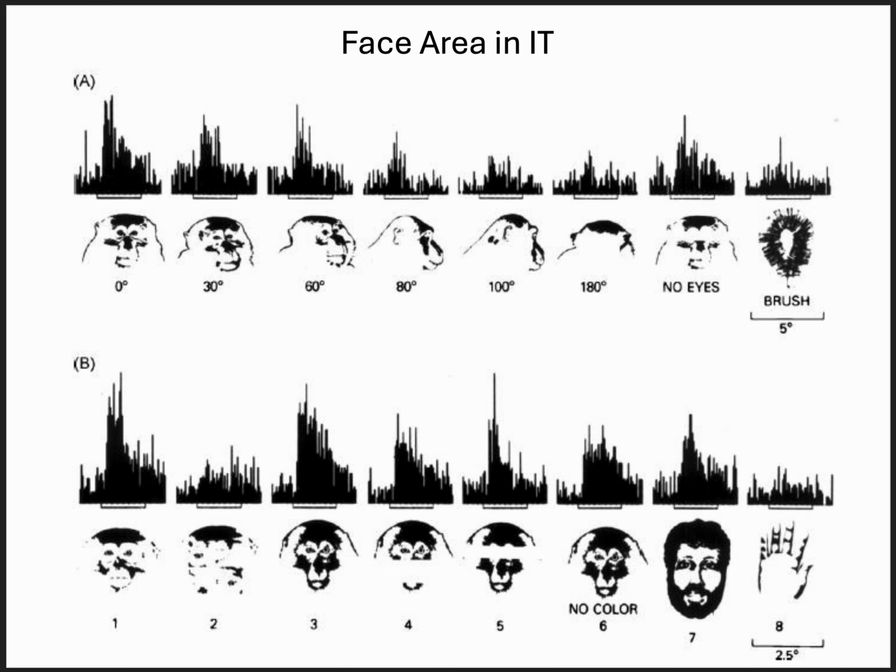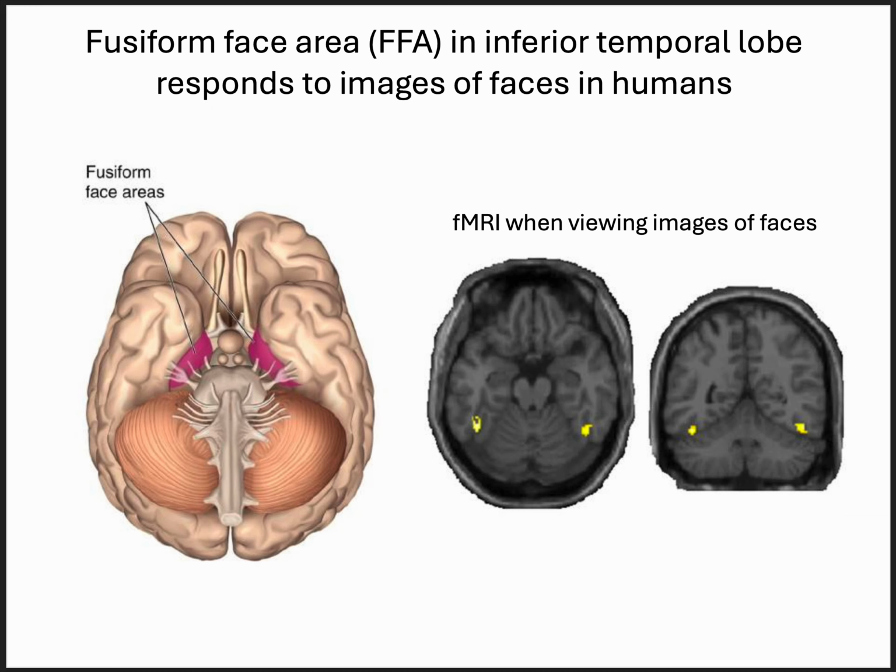Face area in IT. Fusiform face area, FFA, in inferior temporal lobe, responds to images of faces in humans. Fusiform face areas, fMRI, when viewing images of faces.